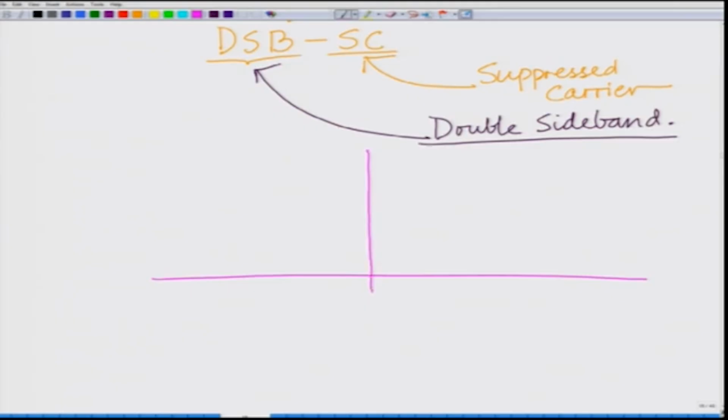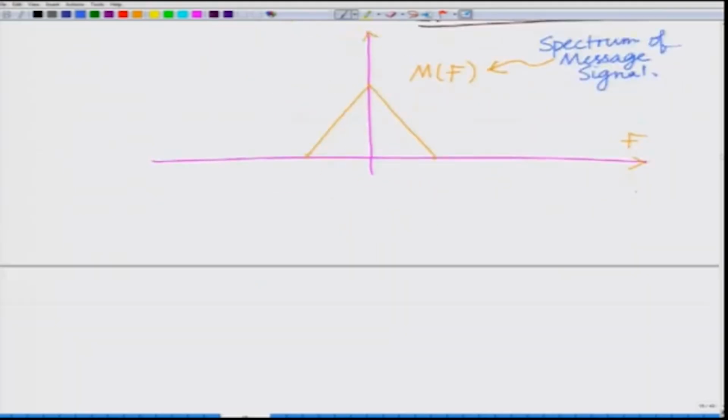Let us start by considering a typical spectrum of the message signal m(t). This is the typical message spectrum M(f), and this is the frequency axis. In the frequency domain, M(f) is the spectrum of the message signal.